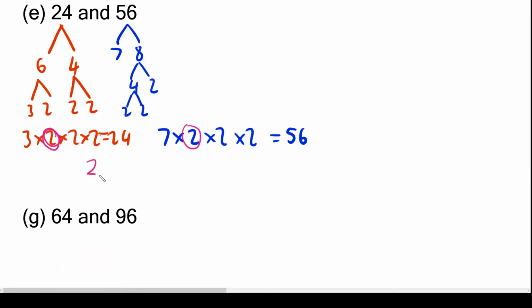So our highest common factor equals 2 times, and another 2 here, and another 2 there. And that's it. Here we've got a 7 and a 3, so they're not the same, so that's all we can include. 2 times 2 is 4, 4 times 2 is 8. Highest common factor is 8.